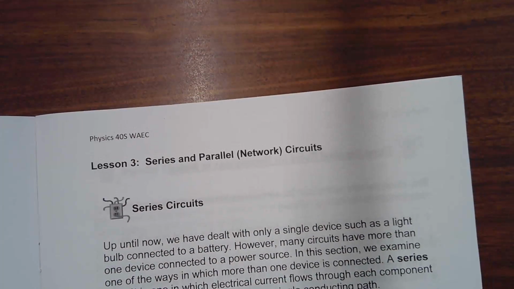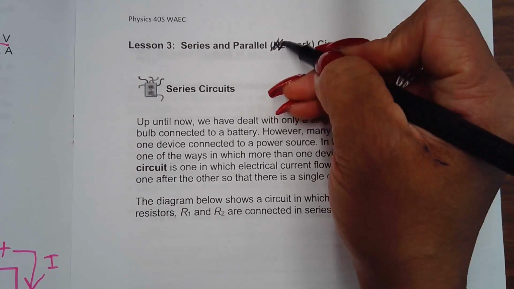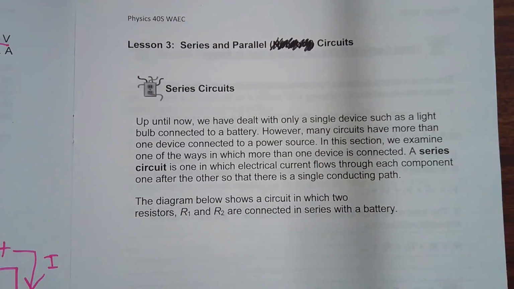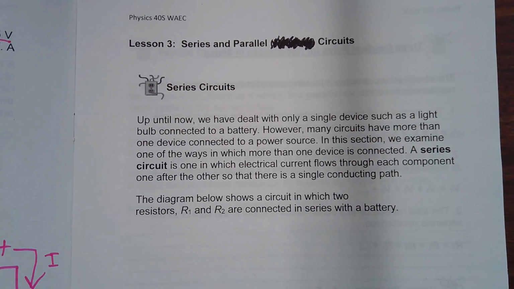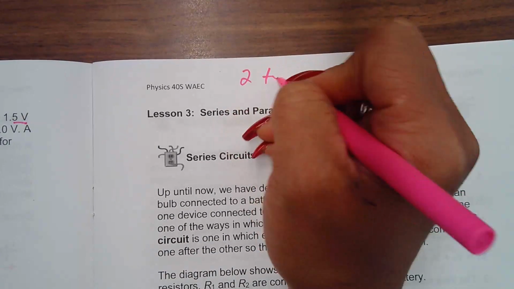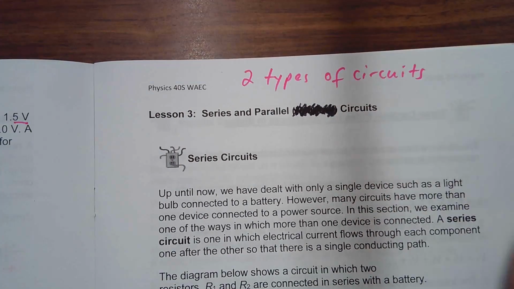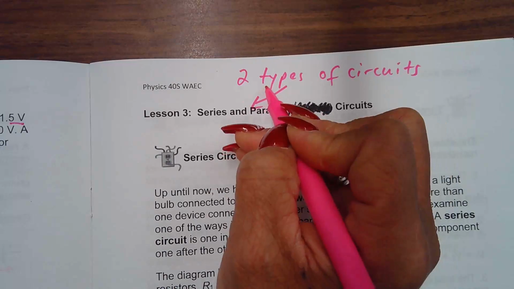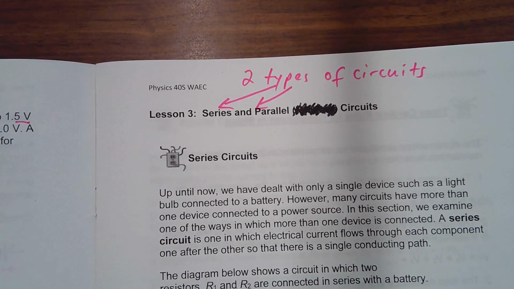Okay, so circuits have, can you guys erase this for now, for a second? Series and parallel. We're going to talk about networks later on. I don't want to even bring that up right now. So there are 2 types of circuits, series and parallel. So how do we know which is which?